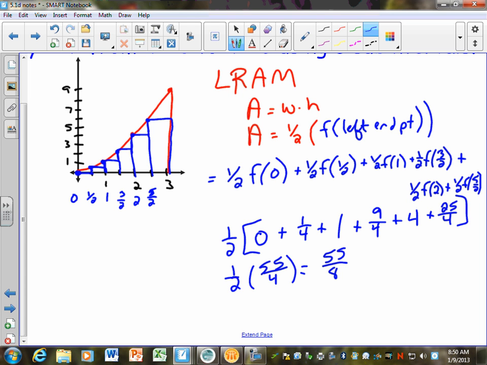And just because I want to kind of compare our answers, and this actually is a terminating decimal, I think that is 6.875, just because I want to kind of show you how these are all close to each other, but they're actually different values. This would be our left-handed approximation.